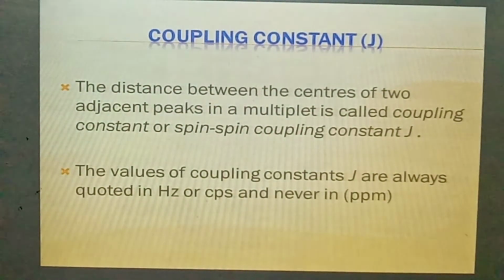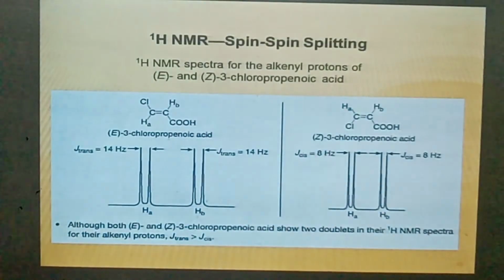This J value is always quoted in Hertz or cycles per second, and it should not be considered a ppm value. And it is very well used to distinguish cis-trans isomerism. Here we took the E isomer, that is the trans isomer of 3-chloropropenoic acid, and the Z isomer of 3-chloropropenoic acid. Here the splitting pattern occurs similarly, because for this proton only one neighbor, for this proton only one neighbor. So 2 doublets we are able to see.